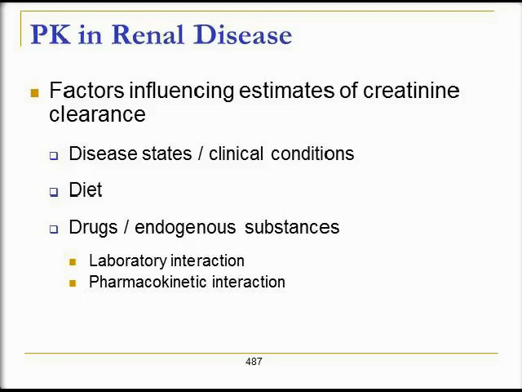There are some factors that influence estimates of creatinine clearance. Disease states can, primarily disease states that affect muscle mass, because it's in the muscle where creatinine is produced. But also things that affect the liver, because creatine is produced in the liver, can also affect creatinine. Your diet can. People that are heavy meat eaters or vegetarians can affect their creatinine, because creatinine comes from muscle, and meat is muscle.